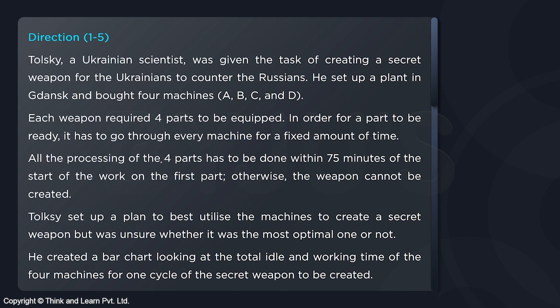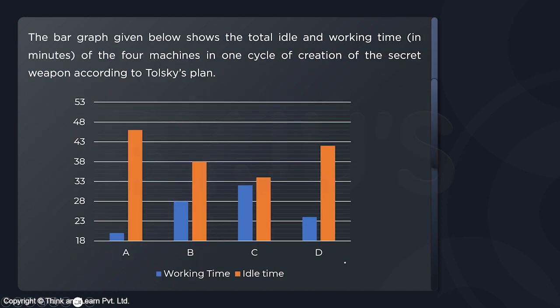So, till now, what have we understood from all of this? That each weapon required four parts to be equipped. We have four machines. In order for a part to be ready, it has to go through every machine for a fixed amount of time. So four parts are there. Each one of them has to go through each of the four machines for a fixed amount of time. The processing of the four parts must be done within 75 minutes of the start of the work. Otherwise, it will not be created. And then he has given us the total idle time and working time of the four machines. Let's have a look at this.